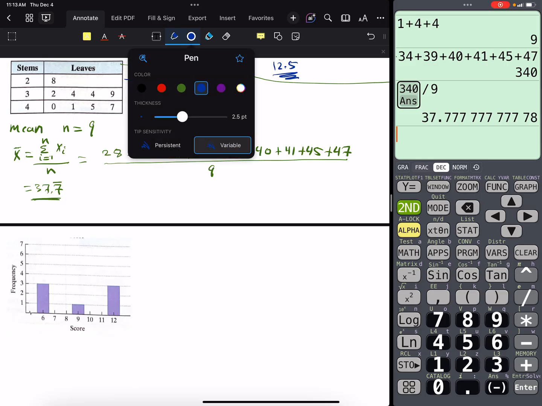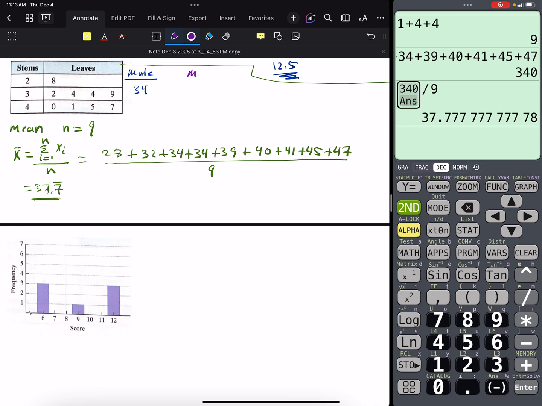Now I've got to think about my median. My median's position will be p equals n plus 1 over 2. And so it's the number of data points, 9 plus 1 divided by 2 equals 10 over 2, which is 5. And so I'm looking for the fifth data value.